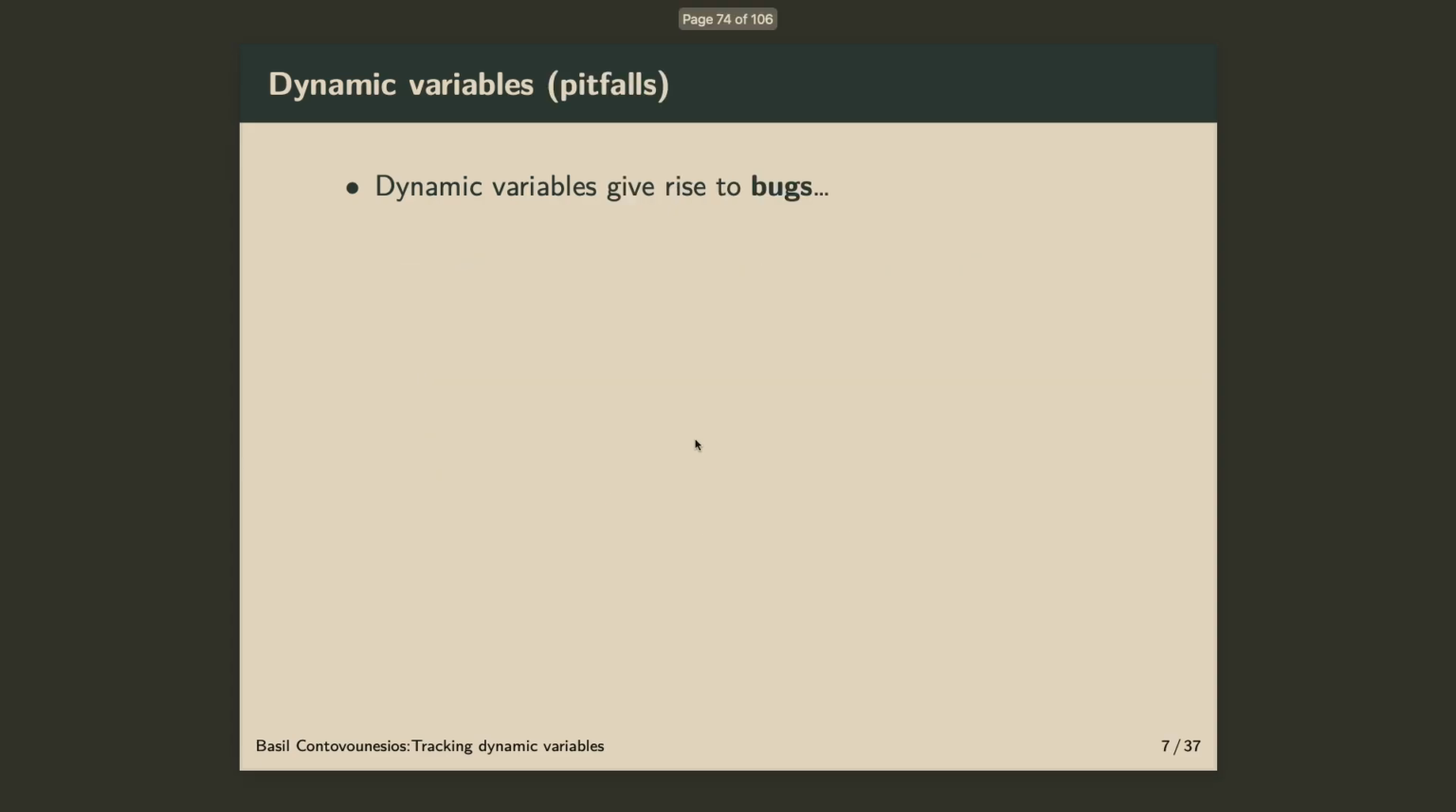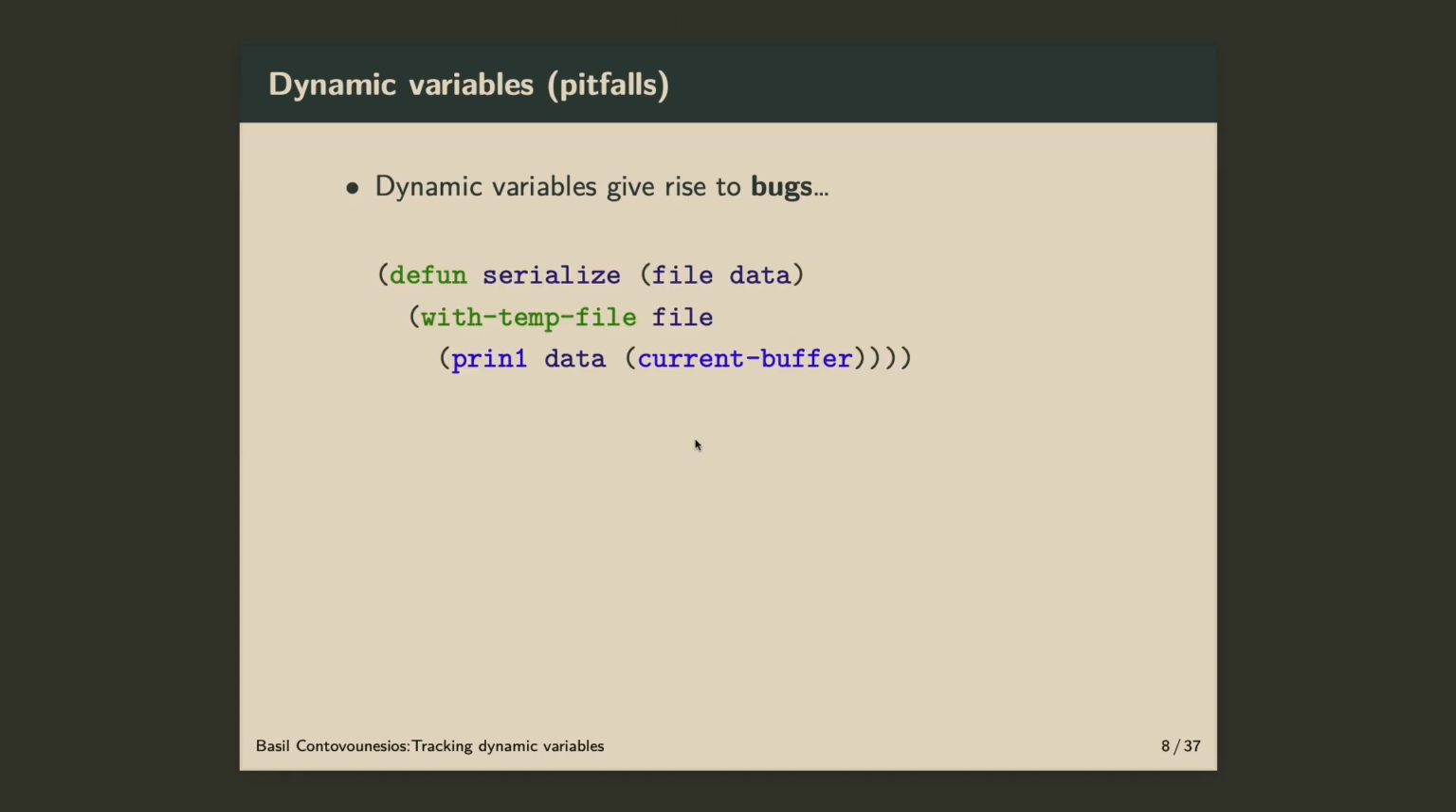But not all is rosy. And of course, this flexibility can easily give rise to many bugs. Let's take, for example, this serialization function. If you're not familiar with Emacs Lisp, this is a function that takes a file and some data. It serializes the data that's in the current buffer to a file of the given name.